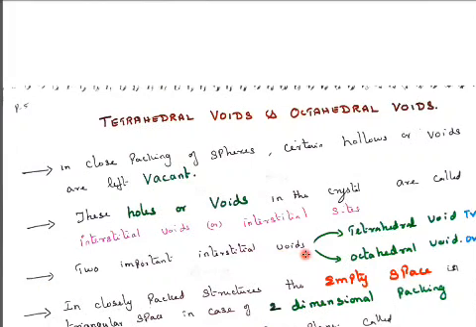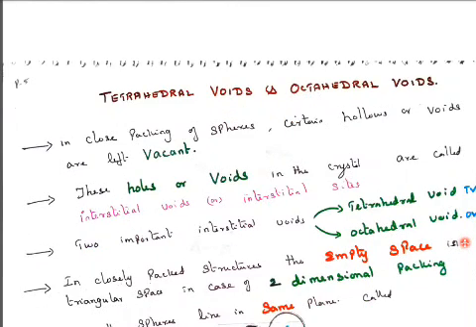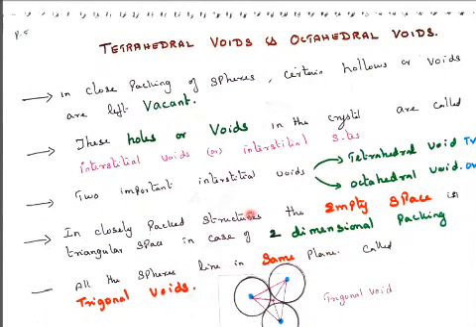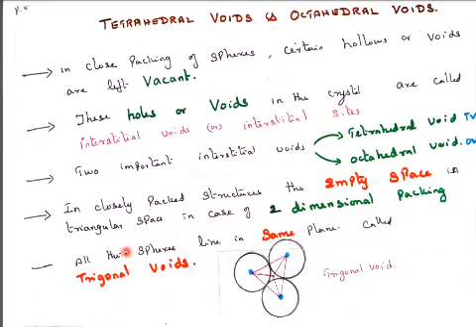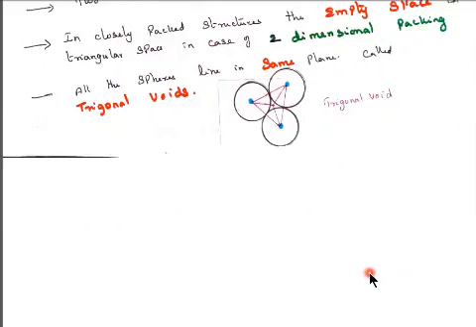Two important interstitial voids are there: tetrahedral voids and octahedral voids. Tetrahedral voids are shortly called TV and octahedral voids are called OV. In closely packed structures, the empty triangular space in two-dimensional packing, where all the spheres lie in the same plane, is called a trigonal void. When three atoms in the same plane meet one another, they create a hole, called a trigonal void.